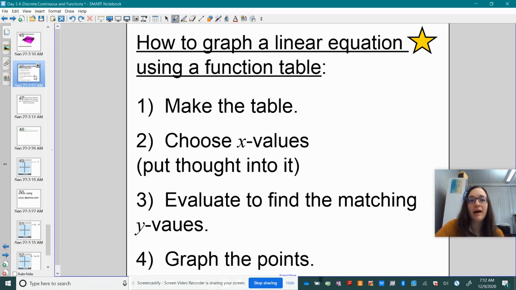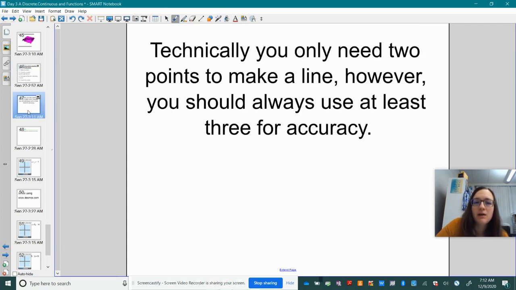So in order to graph at this point, we can make a table like we've been doing. We did a few already. We choose x values. We pick them. Pick easy ones. Pick ones that are on the graph. And then we evaluate to find the y. Then we graph those points. So technically you only need 2 points. However, you should always have at least 3 for accuracy. And I always suggest a negative, a positive, and 0.